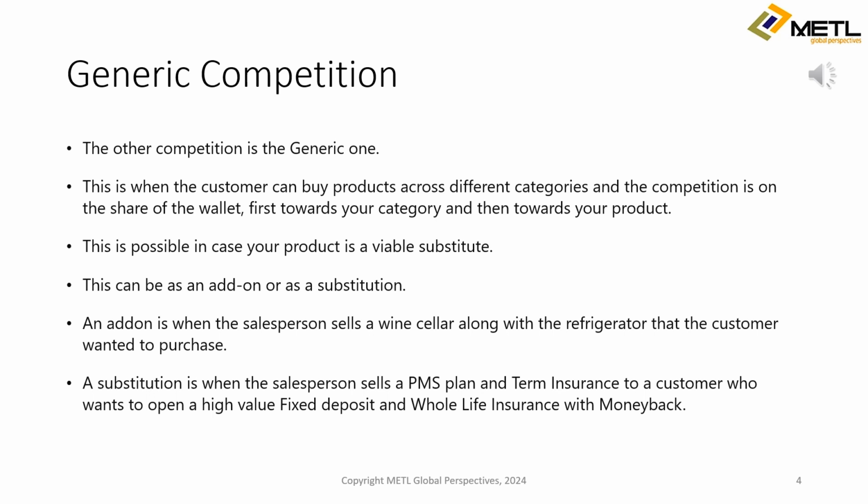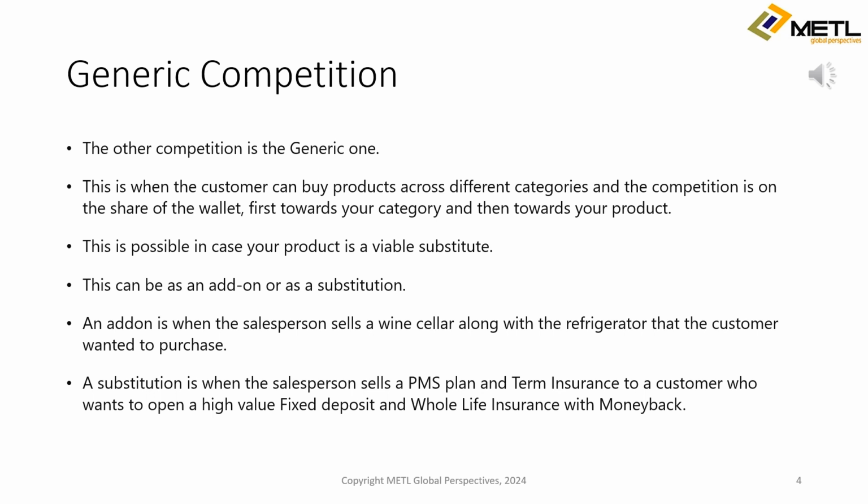So in case I am a salesperson who's selling wine cellars, while the customer is going around purchasing the refrigerator, I try to understand whether the customer likes to have wine, does he keep wine at house, and then try to pitch wine cellar as an option because it's not good to refrigerate the wine. So that is the way you find out and you pitch. That is an add-on. It's something that the customer never wanted, but the salesperson identified and sold it then and there.